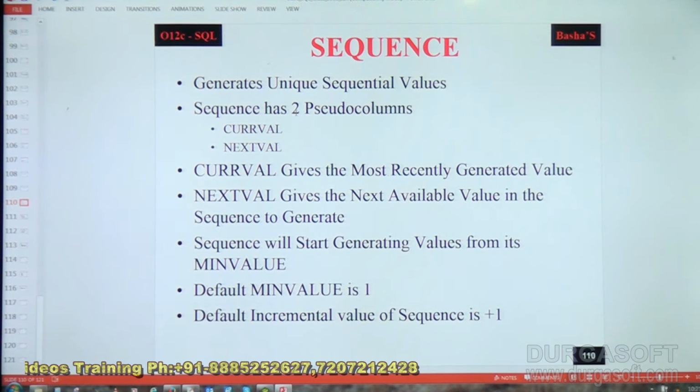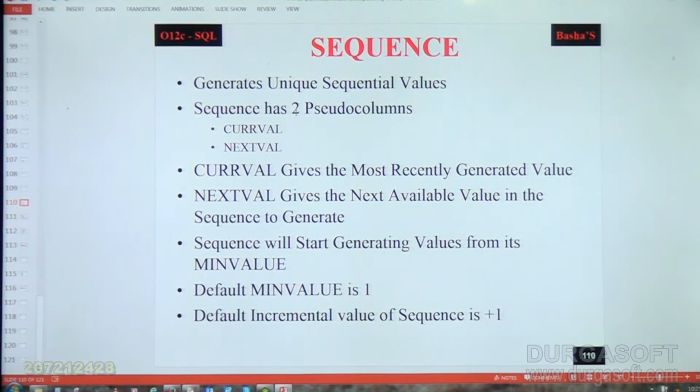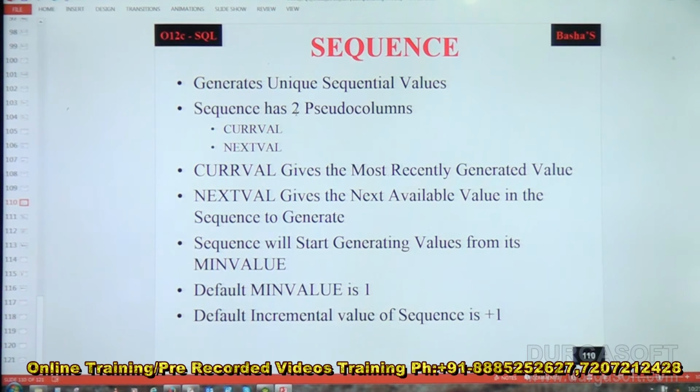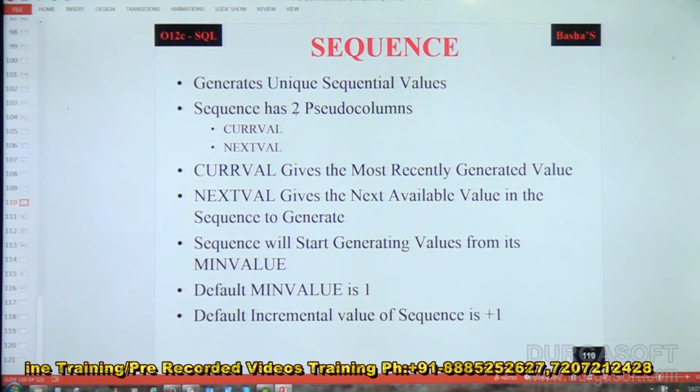Immediately after creating the sequence, if we try to access currval, since the sequence has not generated any values, it throws an error. So at least it has to generate one value, then only currval can be accessed. Nextval gives the next available value in the sequence to generate. The next value which can be generated by the sequence will be given by nextval.